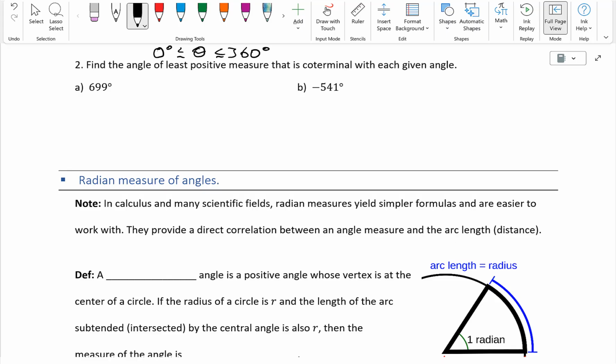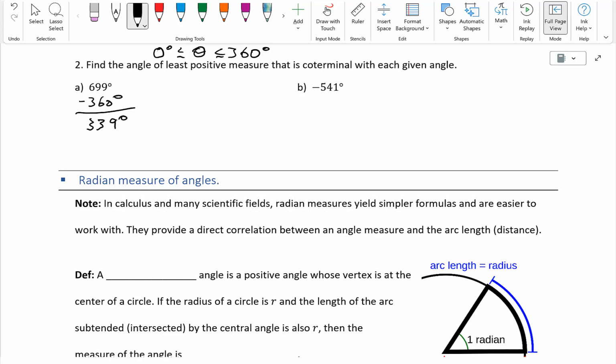So starting with 699 degrees for A, if coterminal angles differ by a multiple of 360, we just want to add or subtract 360 until we get somewhere within that 0 to 360 range. Since this is bigger than 360, we're going to subtract it once and see where we end up.